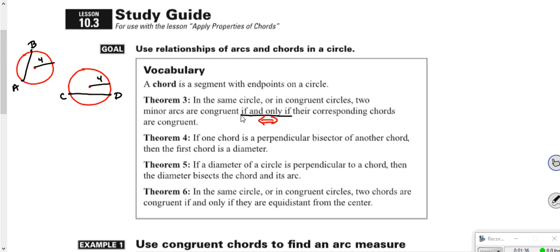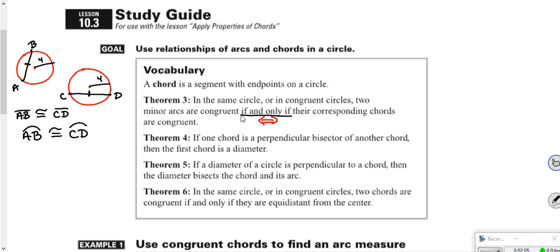Now, if I say that this chord is congruent to this chord, okay, obviously that means that chord AB is congruent to chord CD, okay. Also, I know they are in congruent circles because the radius is the same in both circles. So what I can say then is arc AB, that's the minor arc, is also congruent to arc CD. That's what that is saying.